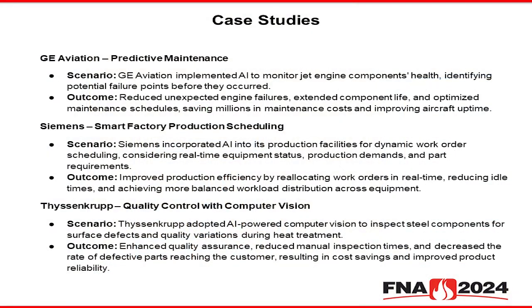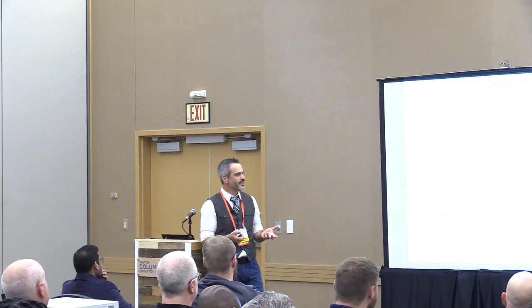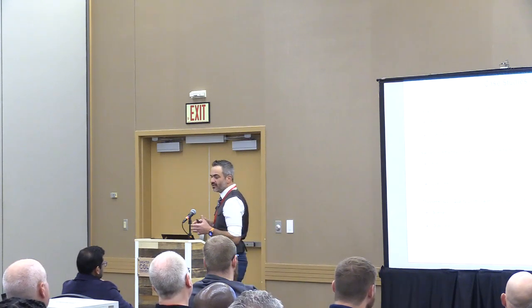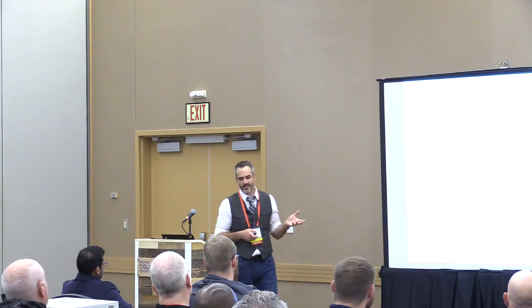And then computer vision. ThyssenKrupp did an AI-powered computer vision system. This is similar to what I was showing you earlier with some of the lab work. They're able to inspect steel components and look for defects, so they don't have to rely on just someone looking at it by eye or using their experience. You could take hundreds of years of experience and put that into one system that will automatically detect and see those things.